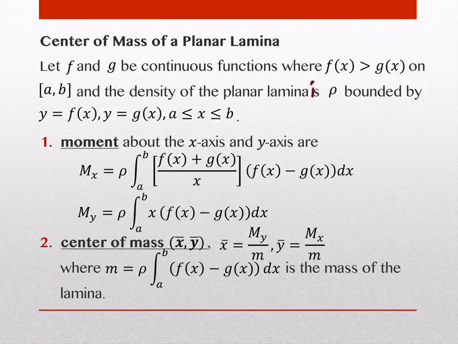Now, the center of mass is found the same way as we did it in two dimensions. You find x bar by taking m sub y over m, and y bar by taking m sub x over m. And again, I've got it written here too so that you can see it, where m is rho times the integral from a to b of f of x minus g of x dx, the mass of the lamina.